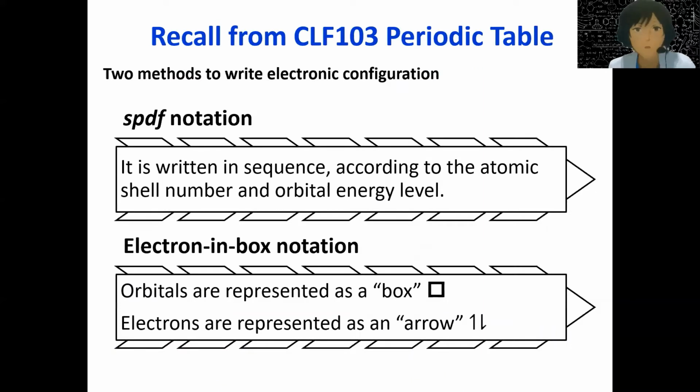Okay, if you remember from the chemistry module, CLF 103, Physical and Inorganic Chemistry, you learned two methods to write the electronic configuration. We have the SPDF notation, which is written in sequence according to the atomic shell number and orbital energy level, as well as the electron in box notation, in which the orbitals are represented by a box and the electrons are represented by an arrow.